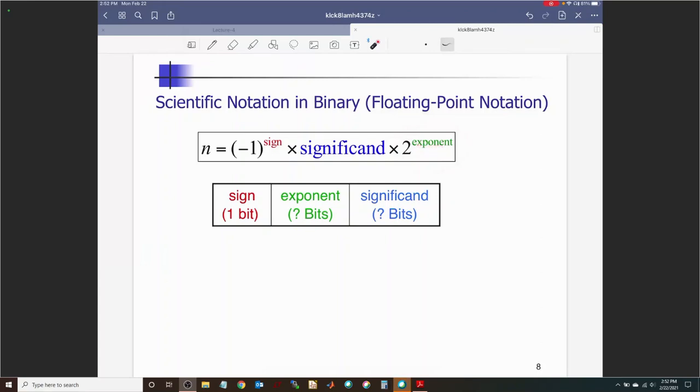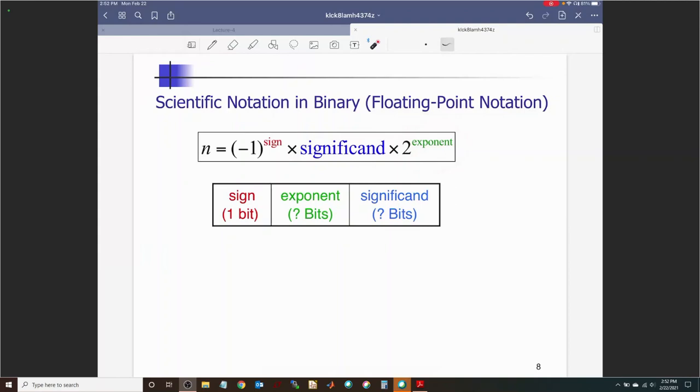All right, so let's come back. What are the three fields? Still a sign, still a significant, still an exponent. If you compare this to the scientific notation for decimal numbers, the only thing that changed is 2. Earlier it was 10.